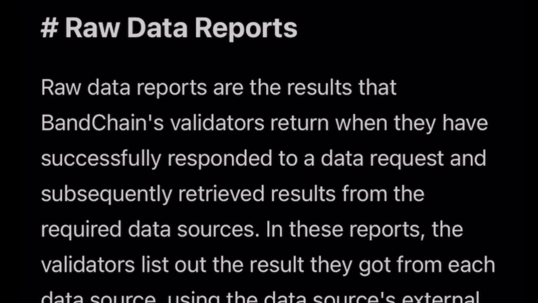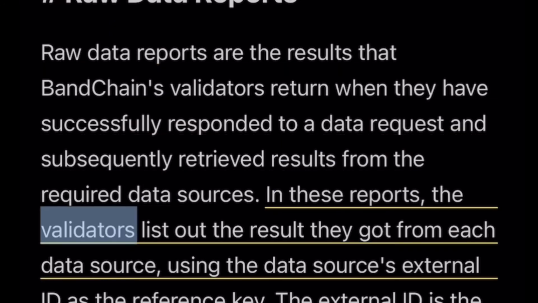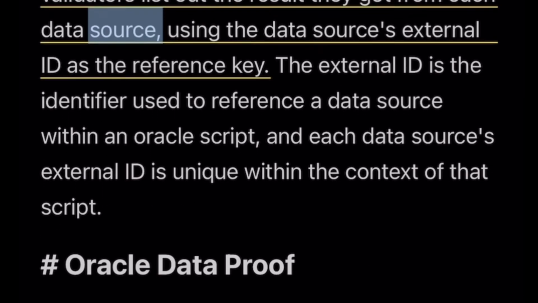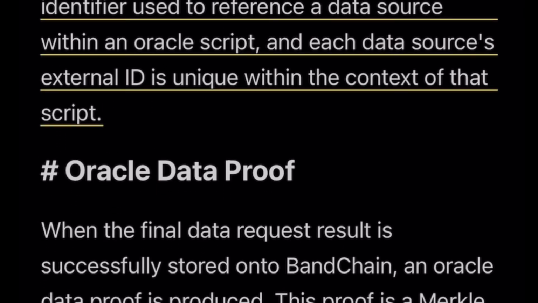Raw data reports. Raw data reports are the results that Bandchain's validators return when they have successfully responded to a data request and subsequently retrieved results from the required data sources. In these reports, the validators list out the result they got from each data source, using the data source's external ID as the reference key. The external ID is the identifier used to reference a data source within an Oracle script, and each data source's external ID is unique within the context of that script.